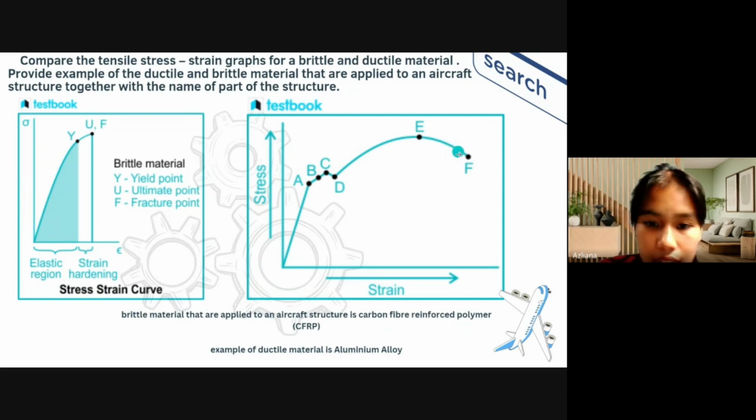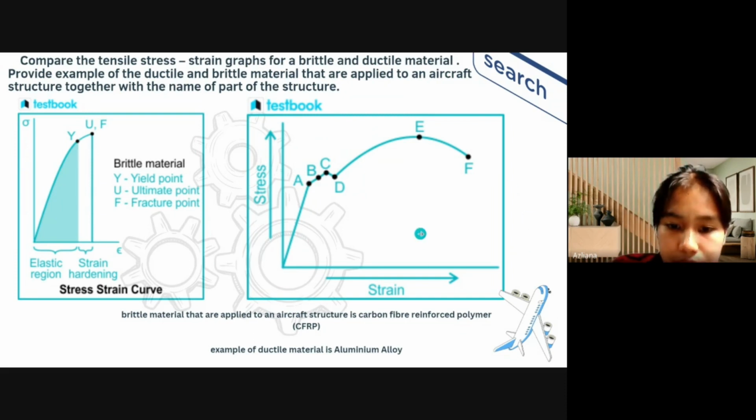Lastly, the breaking point at point F is where the material fails. Necking occurs after the ultimate tensile stress. This causes less load-bearing capacity and results in failure.